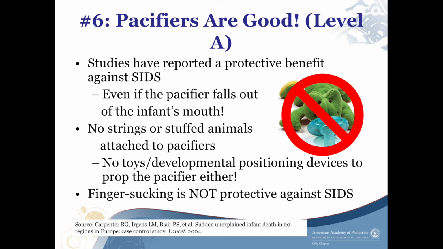There should not be strings or stuffed animals attached to the pacifiers. I think the brand name for many of these is Wubbanubs. I'm sure there are other brand names. I have walked into a hospital room when seeing patients at the hospital, and I've seen babies' noses occluded by pigs and turtles. And so this does happen here as well, and it is a very real risk. So really counseling families to get those things off of the pacifiers. There should be no toys or any kind of developmental positioning devices to prop the pacifier either. It should be allowed to fall out whenever the baby goes to sleep or when it needs to. Of note, finger sucking is not protective against SIDS. I get asked that periodically as well.